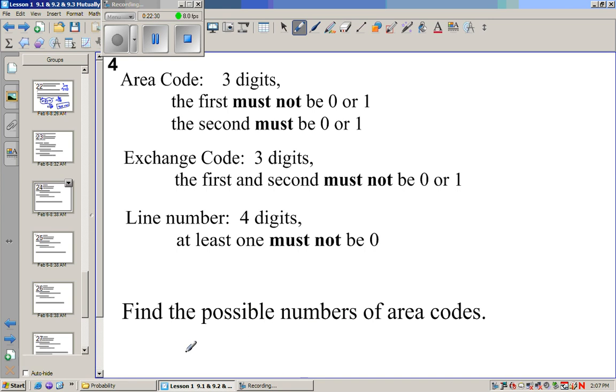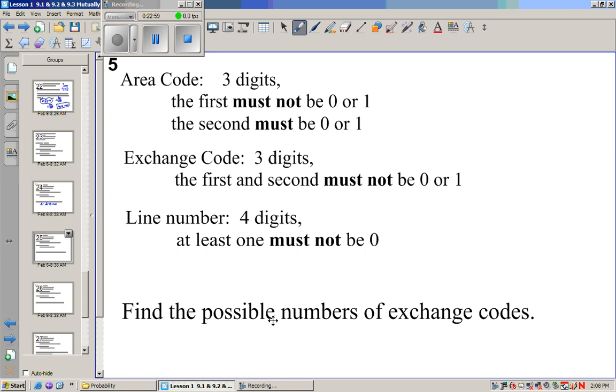So we have 3 places here. The first one must not be a 0 or a 1. So there's 8 choices for our first digit. The second must be a 0 or 1, so there's only 2 choices for our second digit. But our third could be anything, so that means there's 10 things that it could be. So 8 times 2 is 16. 16 times 10 is 160.